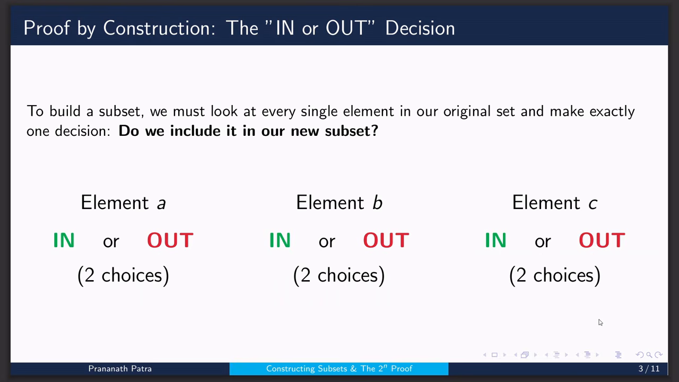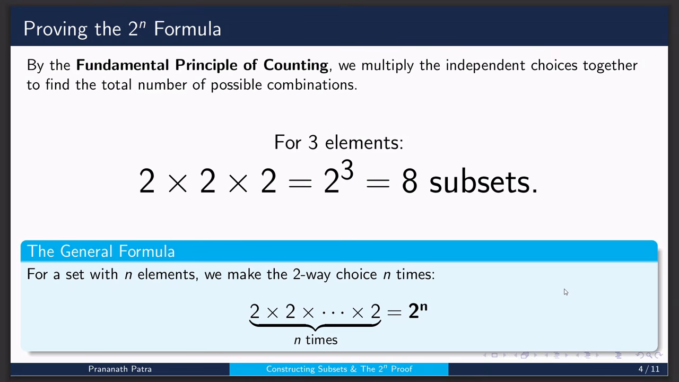Here's our proof by construction. Think of making a subset like walking down a line holding an empty bag. To build a subset, we must look at every single element in our original set and make exactly one decision. Do we include it in our new subset? We look at element A, we choose in or out, giving us 2 choices. We move to element B and make the exact same 2 choices. Finally, we look at element C, and again we have 2 choices. Every path we take creates a unique subset.